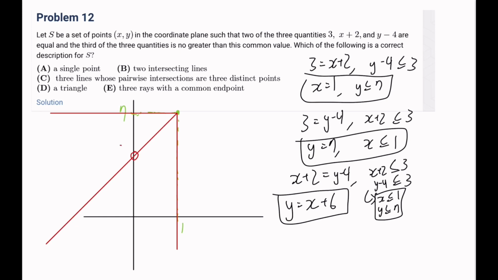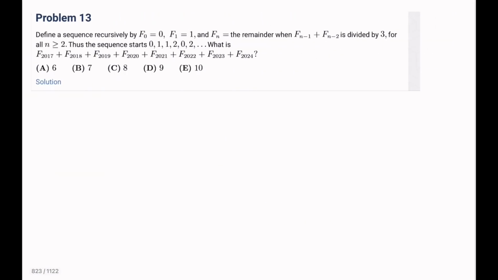And this would be 6, right? Because the y-intercept is 6. And so this keeps going like that forever. And so these are three rays with a common endpoint. The answer is E.